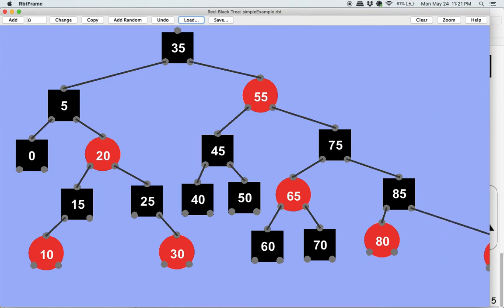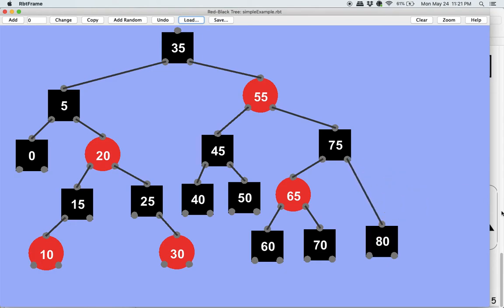Delete 90, that's a red leaf, that's easy. Delete 85, that's a single child, so I can just do the single child replacement. That is easy. I now delete the 80.